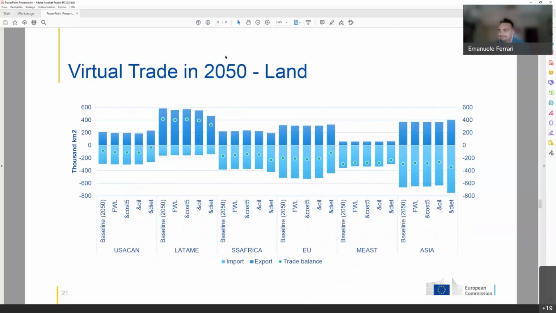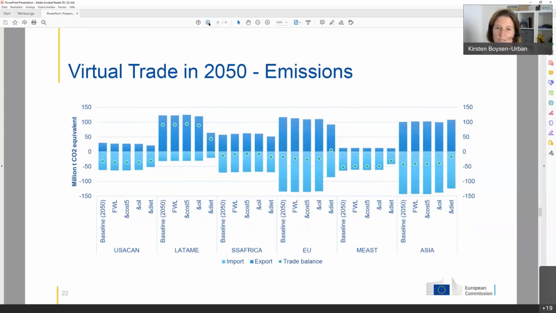Okay, then I will just briefly tell you that you can see here the impact, and there is a small impact with regard to virtual trade in land. Most interesting is the reduced export of land from Latin America, and we can also see a strong reduction of imported land in the EU in the diet scenario, driven by meat consumption, and we observe the same in the emissions. But I think I should now focus on the caveats of our approach.